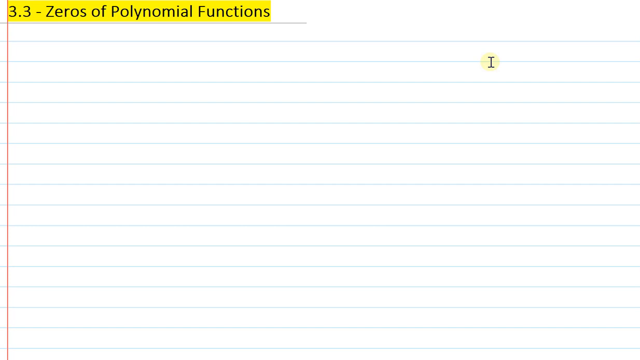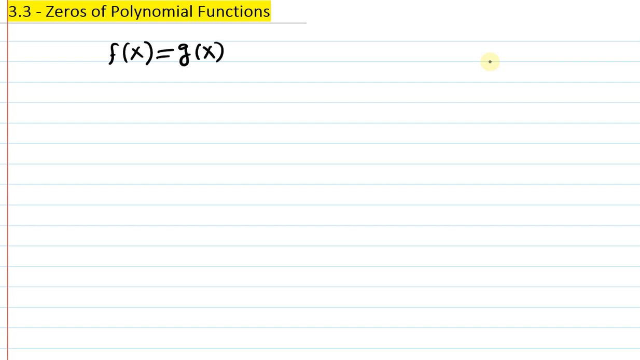Let us talk about zeros of polynomial functions. Something we learned in the previous section was synthetic division, which was division of a polynomial by a binomial x minus k. As a consequence, we arrived at the conclusion in our previous lecture that f of x could be written as g of x.